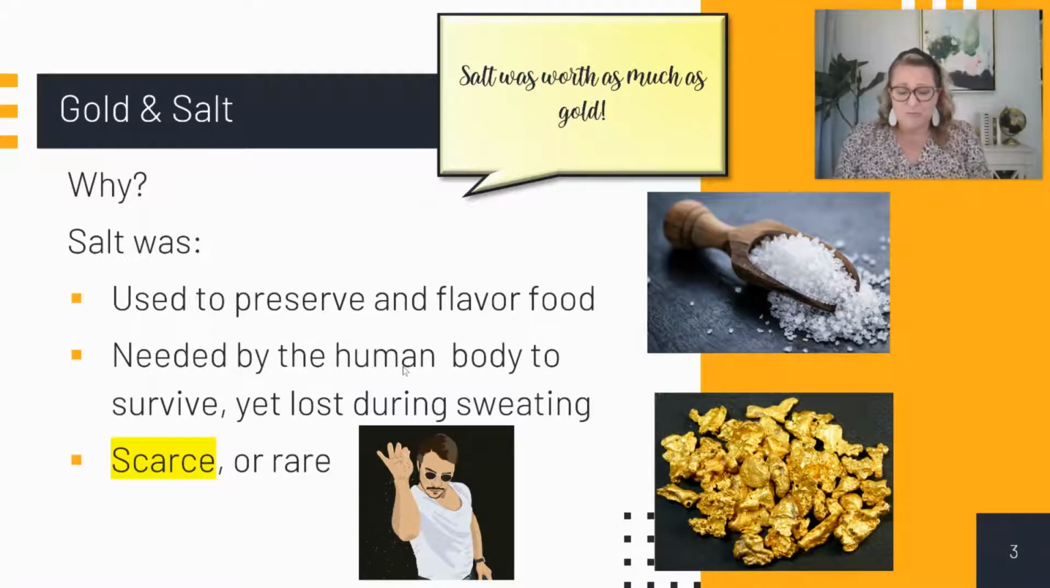We also lose salt during sweating. If you've ever run the mile or been at soccer practice, you may have noticed, if you've accidentally tasted your sweat after really working hard, that it tastes salty. That's because salt is a waste product that our body gets rid of. If you're perspiring a lot, as you would in 130-degree temperatures, your body is going to need to replace that salt.